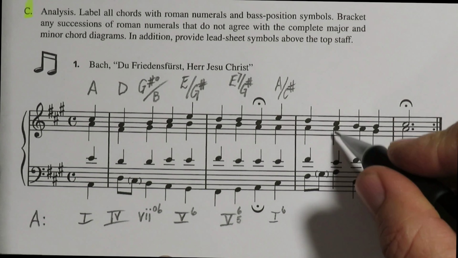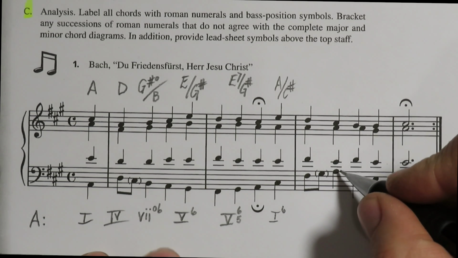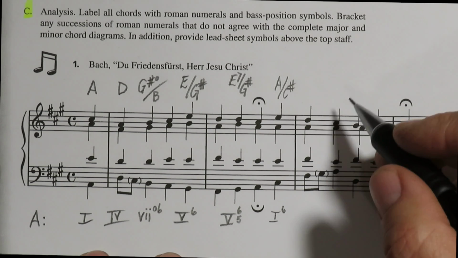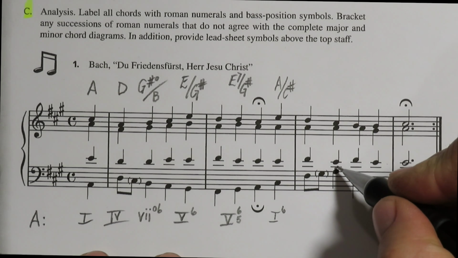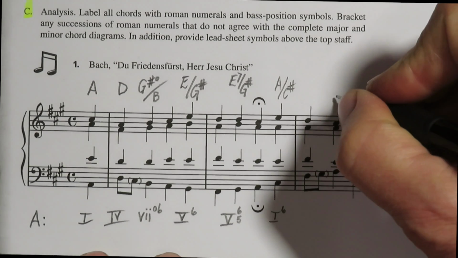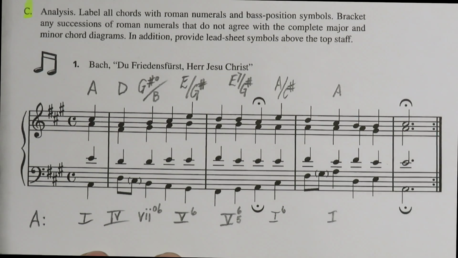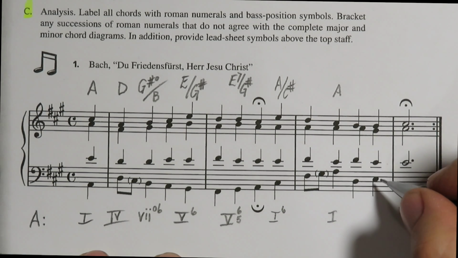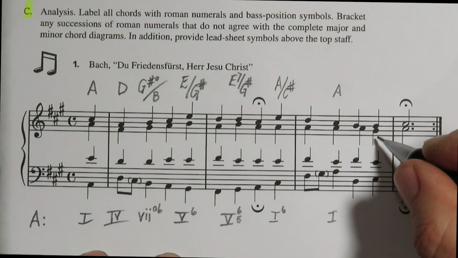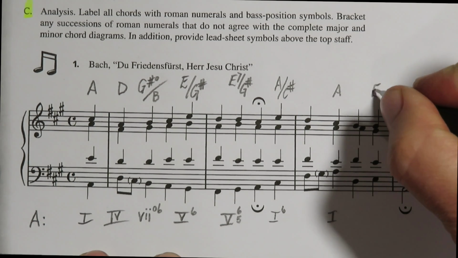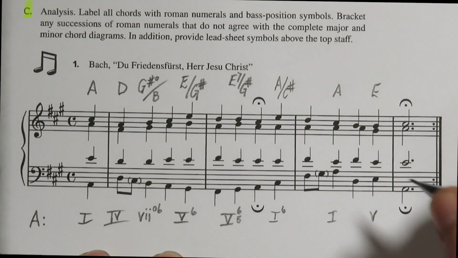So we have another A major, and this time it's in root position, A, C sharp, E. Just a 1 chord. And then we have E major, E, G sharp, B in root position. So there's the 5.